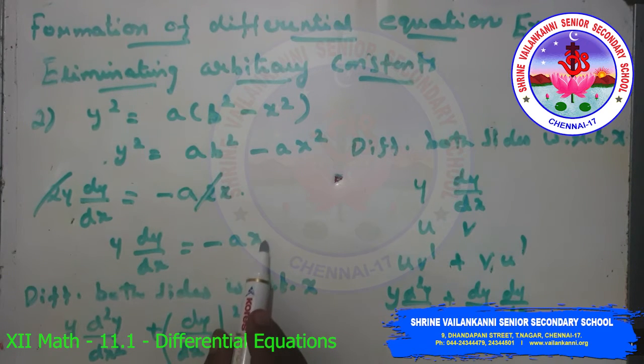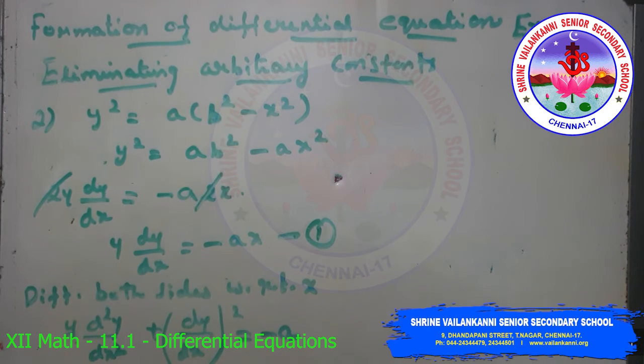a into d by dx of x, which is 1. So minus a. So we get y into d square y by dx square plus dy by dx whole square, which is equal to minus a. So we have to eliminate this arbitrary constant a.